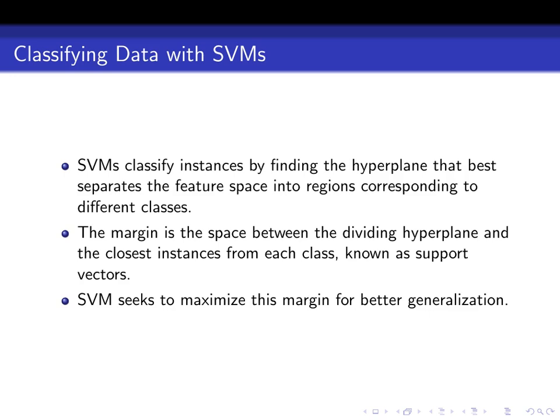When classifying data, SVMs identify the hyperplane that best separates classes. They maximize the margin, which is the space between the hyperplane and the nearest data points from each class. These closest points are called support vectors, and they play a crucial role in defining the hyperplane.